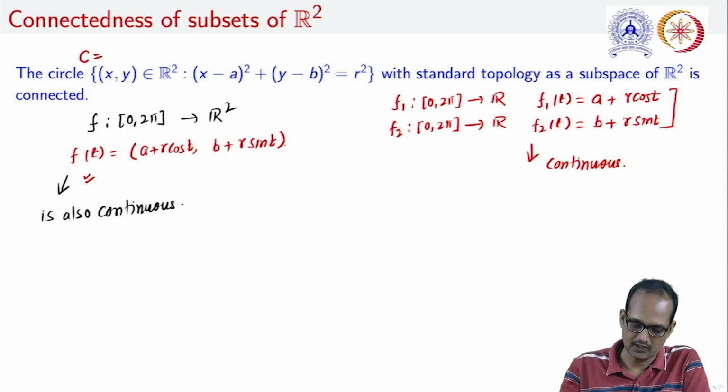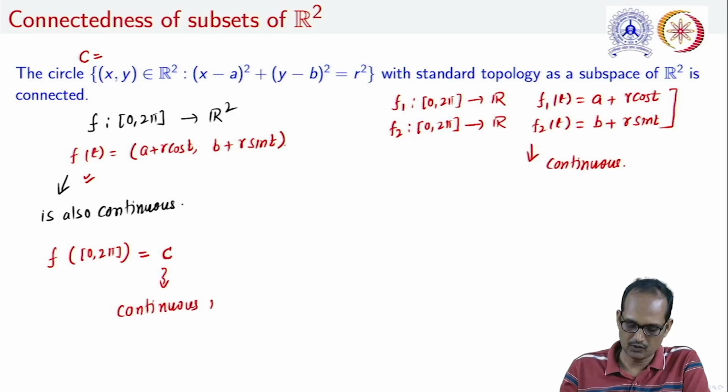And if this f is continuous, let us find the image of this interval, and that is nothing but this set C. And how is this set C? This is simple to justify, as this C is the continuous image of this interval 0 to 2 pi, and note that this is connected. We conclude that C is also connected.